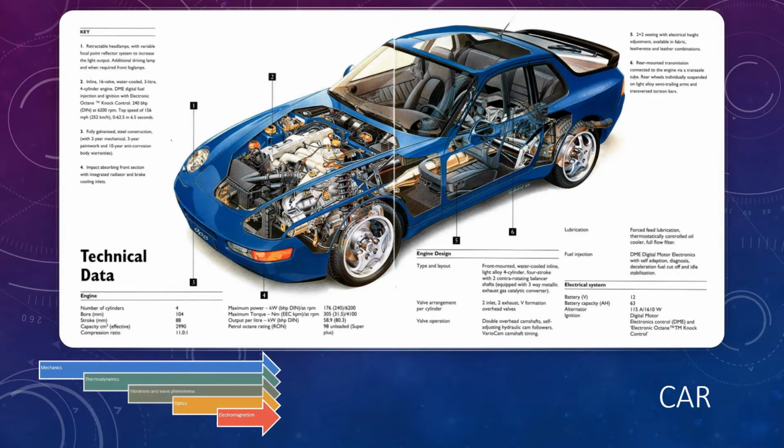Right? Then here's a model of a Porsche. On the bottom here you see a chart which lists the five different branches of physics, including mechanics, thermodynamics, vibration and wave propagation, optics, and electromagnetism. Right? So what I could think of as well, there's a mechanical aspect to it.